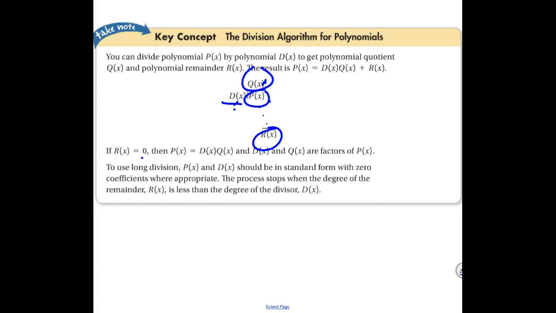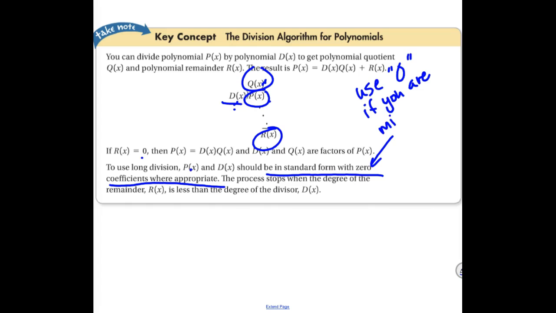To use long division, the original polynomial and what you are dividing by, p of x and d of x, should be in standard form with 0 coefficients where appropriate. I want you to underline that. It needs to be in standard form with 0 coefficients where appropriate. What that means, you're going to use a 0 as the coefficient of a term if you are missing the term.